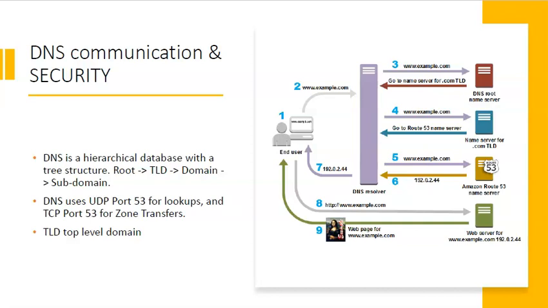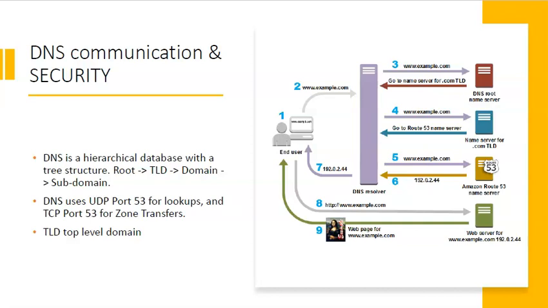DNS normally uses port number 53, and this 53 is UDP. Whenever two DNS servers communicate with each other, they transfer the information of the registered domains with them, and that particular communication we call zone transfer. So whenever there is any zone transfer, that uses port number 53 only, but on TCP.